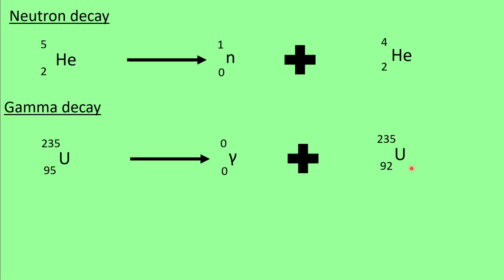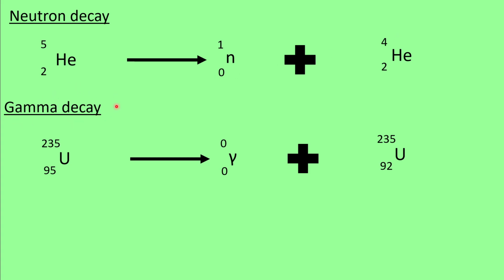Now the last two types of decays you might be asked for are neutron decay, where you have, for example, helium 5-2 emitting a neutron and becoming helium 4-2. And once again, notice that the numbers here do not change before and after. 5 is 1 plus 4, and 2 is 0 plus 2. So if you can remember that these numbers must be the same on each side of the arrow, you should find these decay equations relatively straightforward to do.